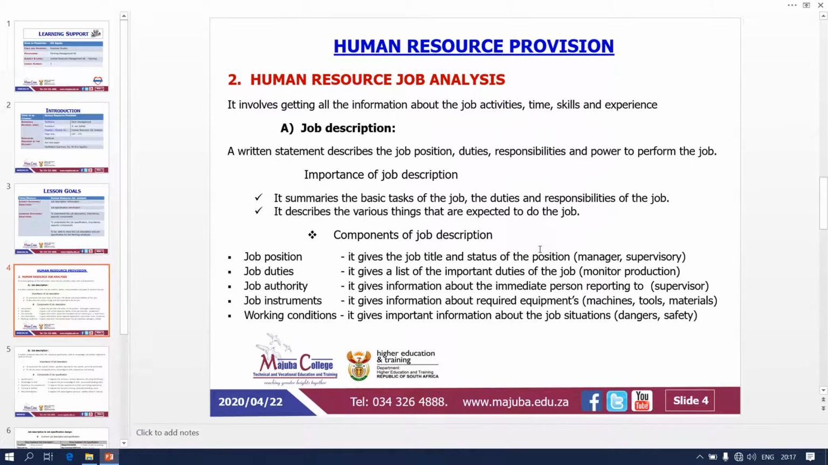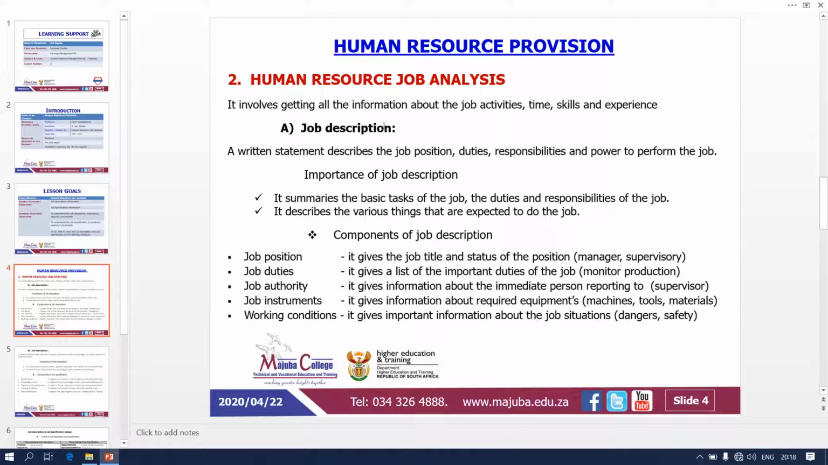Right, as I mentioned, it is human resource provision. We're looking at our number 2, which is human resource job analysis. It involves getting all information about the job activities, time, skills, and experience. So you're covering a lot in terms of the job analysis. The main 2 aspects that you need to look at: job description and job specification.